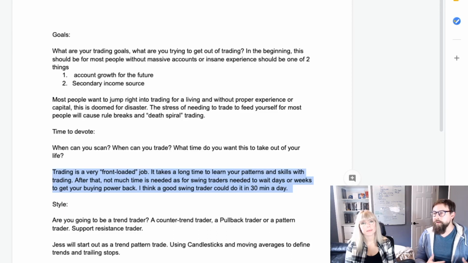If I live on the West Coast, do I want to trade for maybe that first hour or two of the day and then go to work, right? What is my time frame? And that's going to determine what trading style you have.